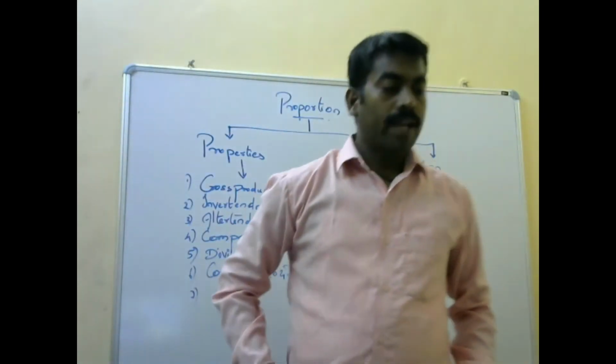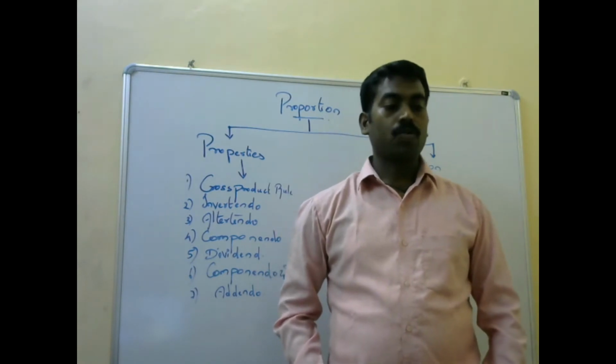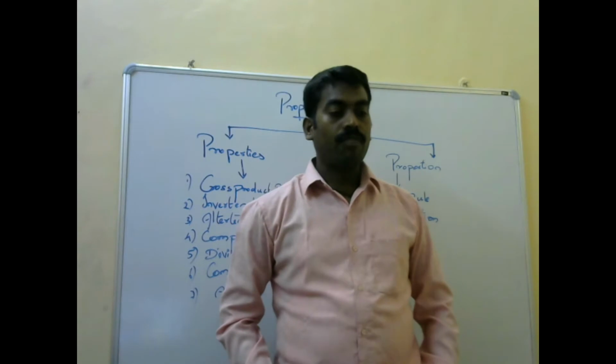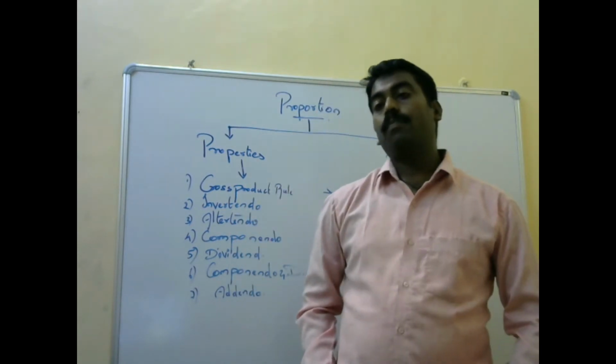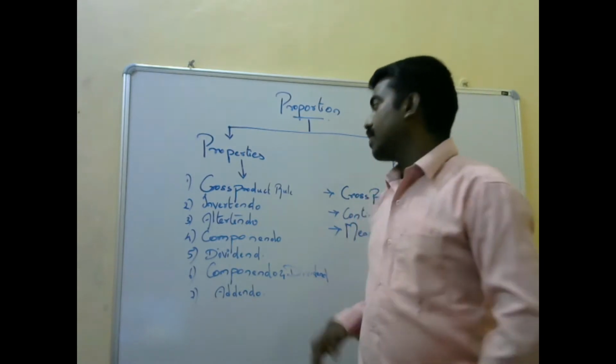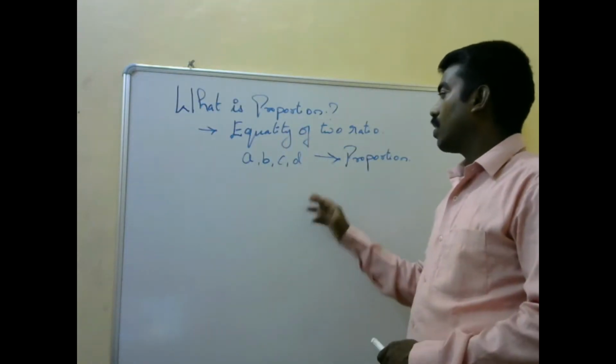A good example for proportion is this: if the ages of two men are in a given ratio and the age of one man is given, we can find out the age of the other man. It is done by proportion. Now we can see what a proportion is: an equality of two ratios.